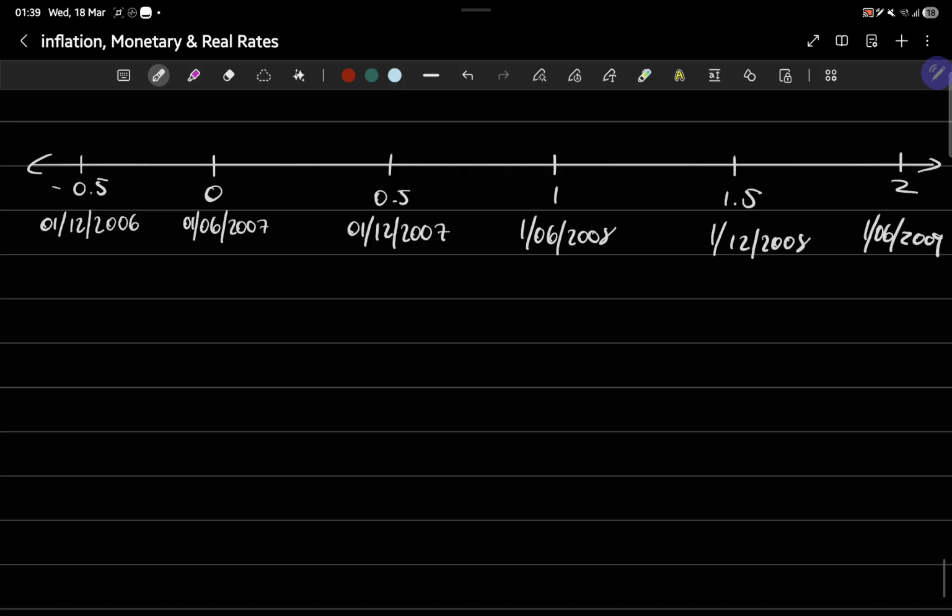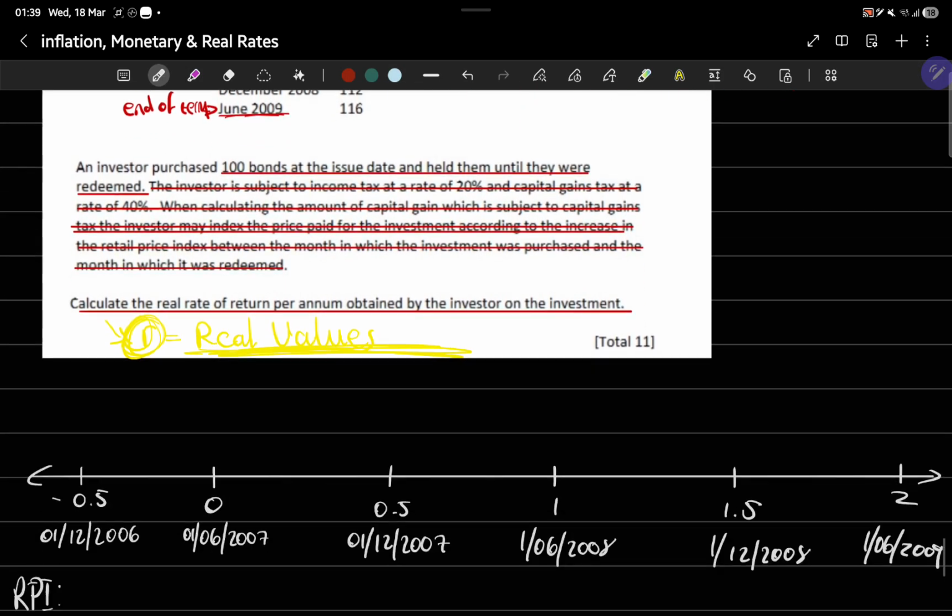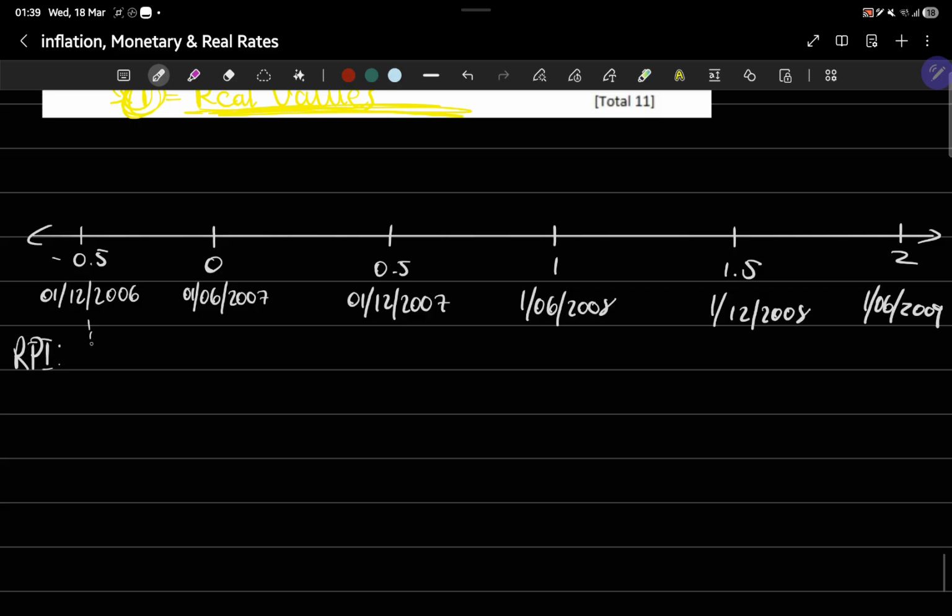Okay, and now we have just the normal indices that were given, which will be 105 at December 2006, and it'll be 107 here, 109, 110, 112, 116. Okay, now just to jump the gun and kill the mouse before it becomes a problem, we're going to do the RPI without lag.